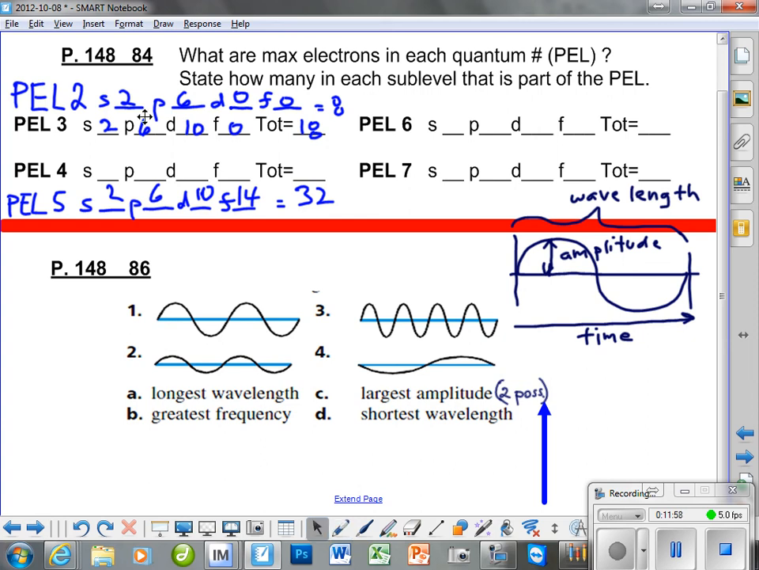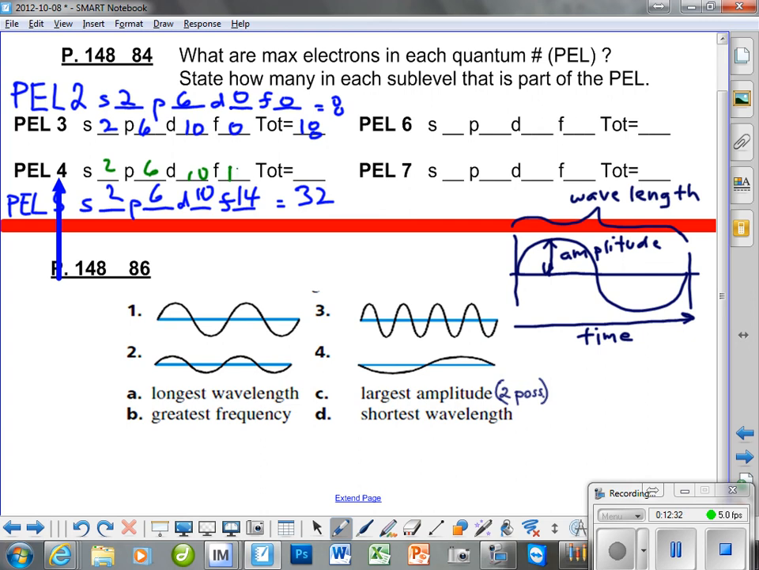Okay, next one we're going to do is principal energy level 4. And so that's going to go to Andronic. Let's have you do that. Andronic, for principal energy level 4, do we have an S sublevel? Yep. How many? 2. Good. Do we have a P sublevel? Yeah. How many? 6. Good. Do we have a D? Yep, 10. And do we have an F? Yes, there is a 4F at the bottom. 14.